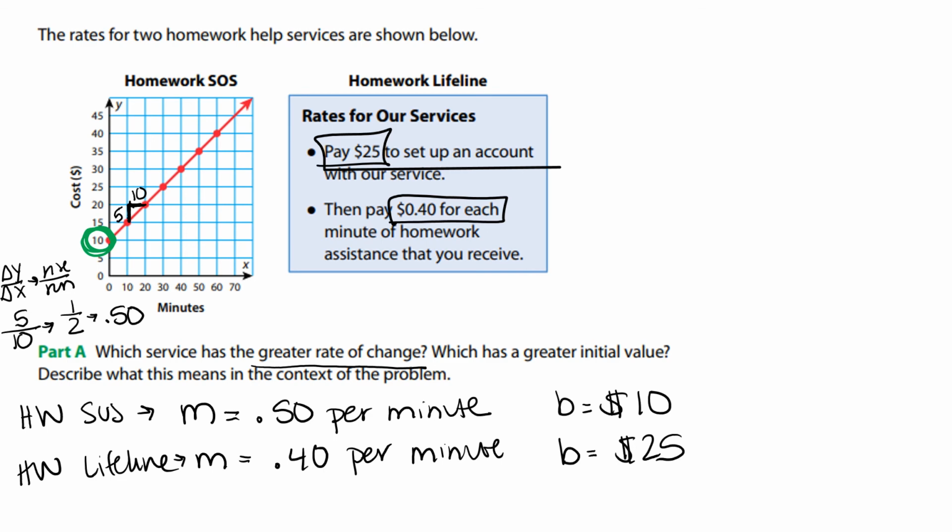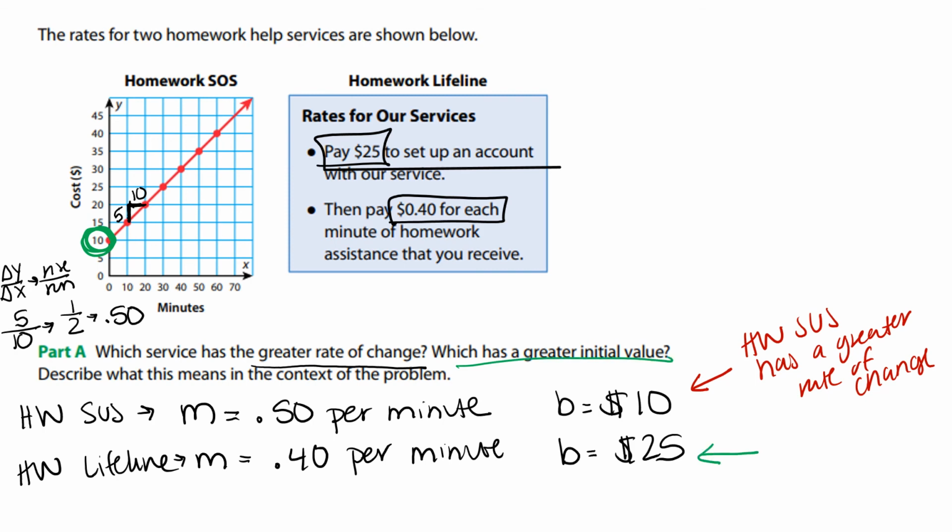Now, to answer the questions, which one has a greater rate of change? Homework SOS has a greater rate of change. The second question asks which has a greater initial value. Homework Lifeline has a greater initial value.